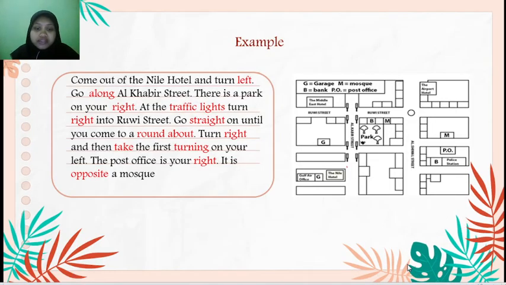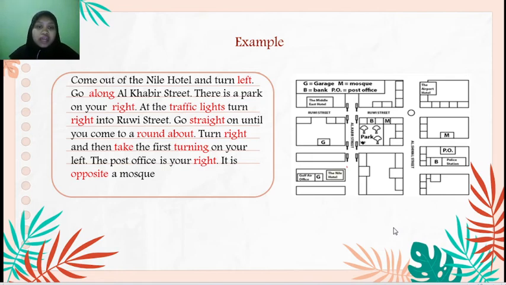Now, pay attention to the following example. This is a sample map that shows the directions of the route from the Nile Hotel to the post office. And we can build a paragraph like this to get to the post office from the Nile Hotel.